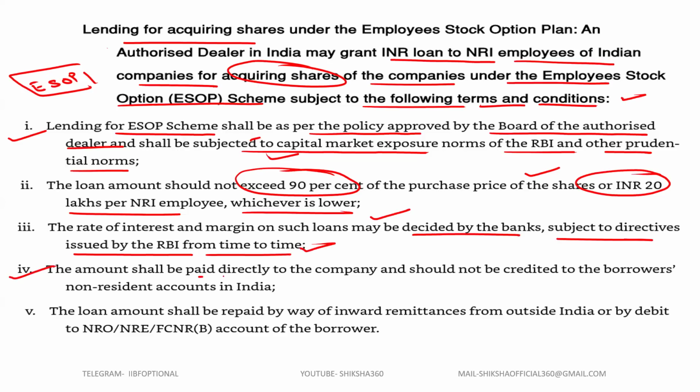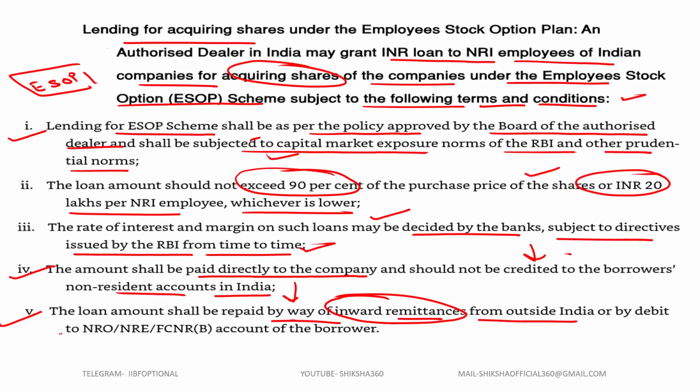The amount shall be paid directly to the company and should not be credited to the borrower's non-resident accounts in India. Clear? Sorry, it is directly credited to the company. Fifth one, the loan amount shall be repaid by way of inward remittances from outside India or by debit to the NRO, NRE, FCNRB account of the borrower. Clear? The loan account shall be repaid by way of inward remittances from outside India or by debit to the NRO, NRE, FCNRB account of the borrower.